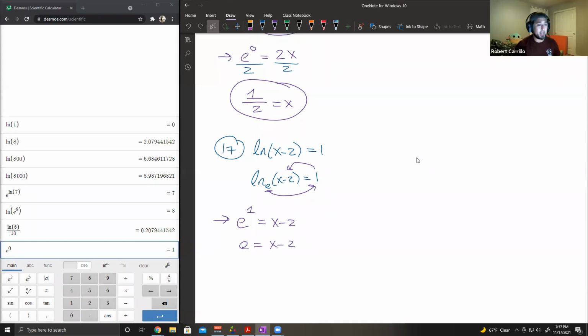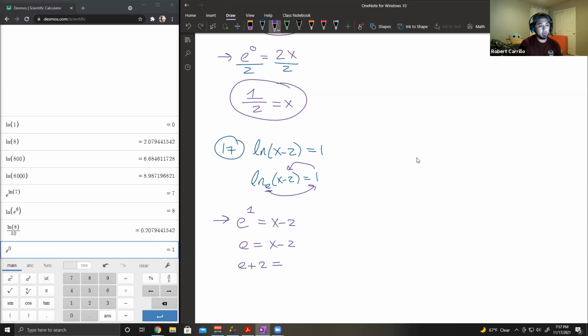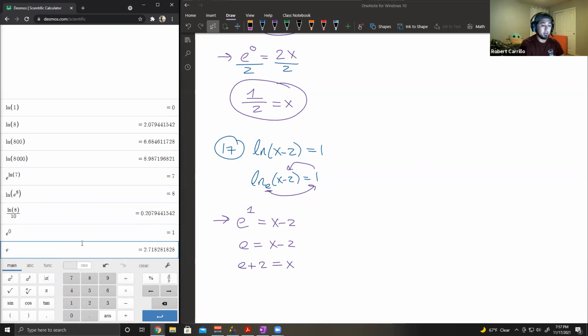So all we have to do is add what number over? 2. And you get e plus 2 equal to x. Okay, this wanted an exact answer, so I'm just going to say e plus 2. And we get 4.718 equal to x. Okay. Everyone good with that?